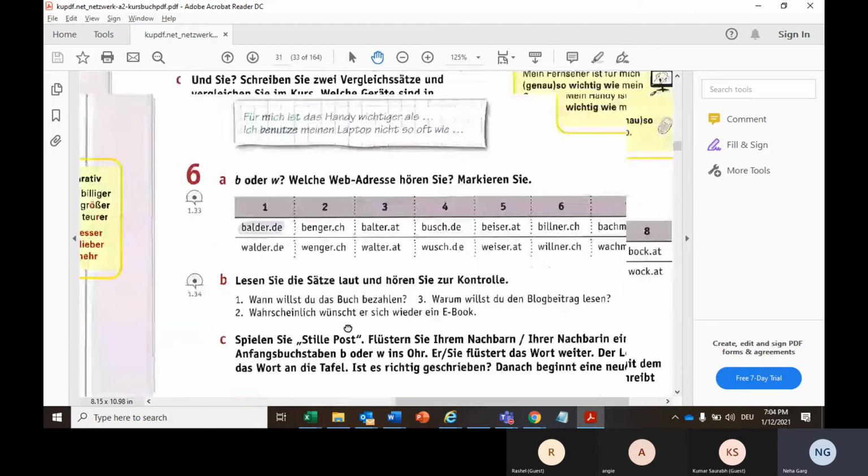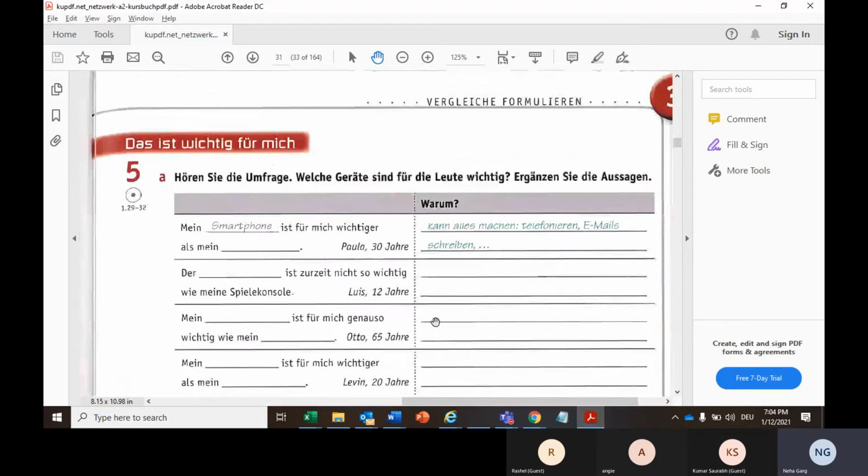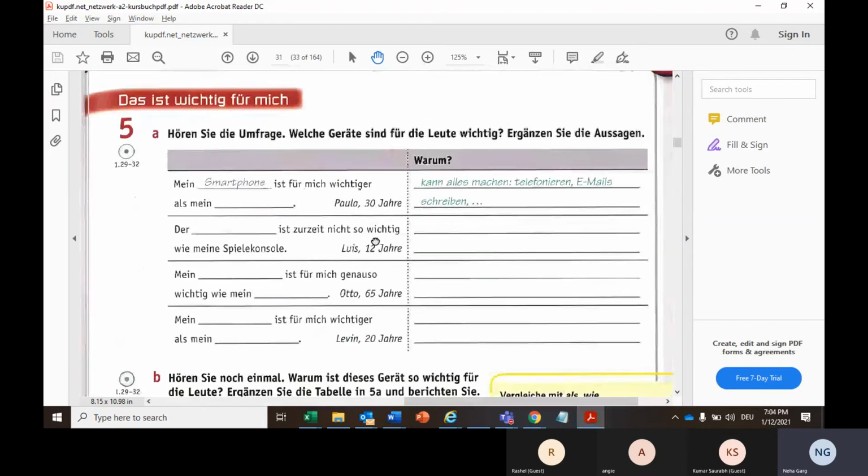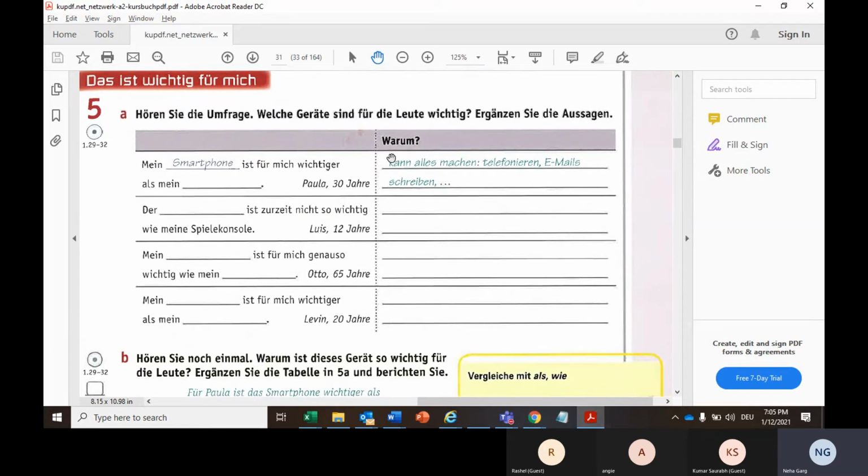Okay. Now, proceeding further with the next exercise. Das ist auch hören. Das ist wichtig für mich. That is important for me. Now, here in this conversation, what is happening? There is hören Sie die Umfrage. Umfrage is basically the survey.